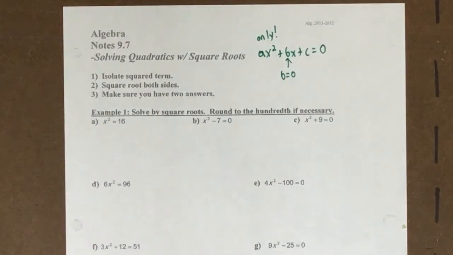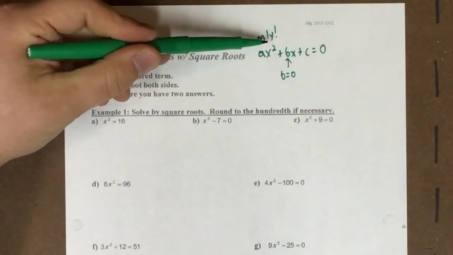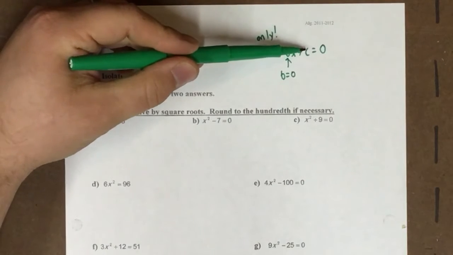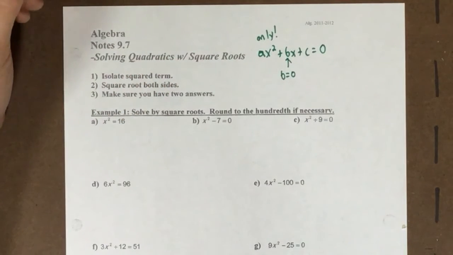If you notice every problem underneath here, we have our number with x squared, and then we have our constant c, but there's no extra number in the middle. So we just have a and c here. That's how we know we can use this.